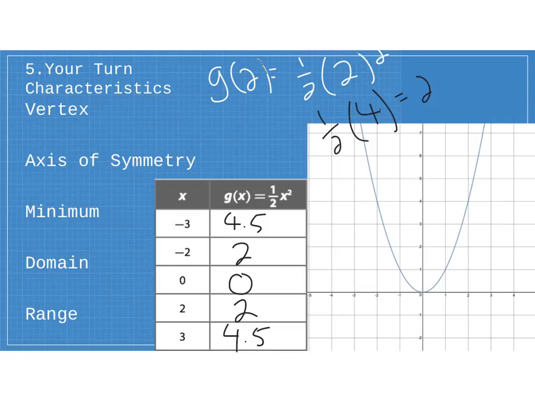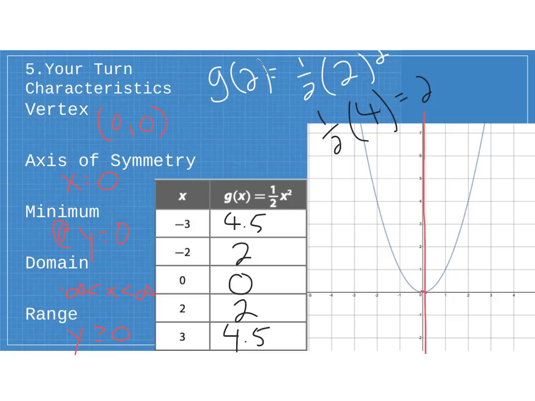So in this case, our vertex, as we saw in the last one, is at 0, 0 here. Our axis of symmetry is at x equals 0. We have a minimum at y equals 0. Our domain goes from negative infinity to positive infinity, and our range is y is greater than or equal to 0. So writing those in inequality form.